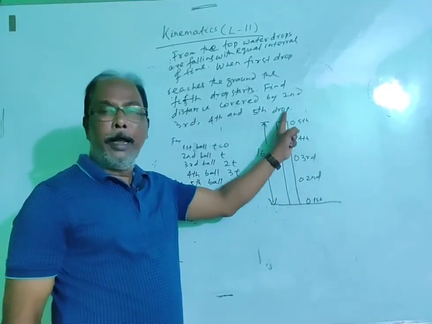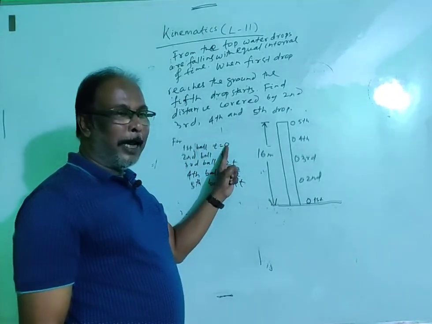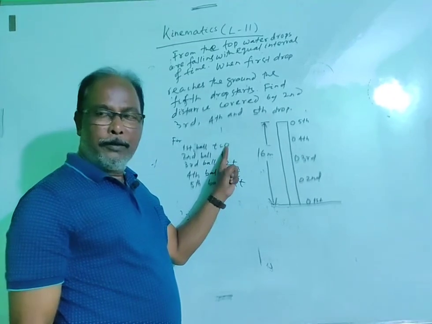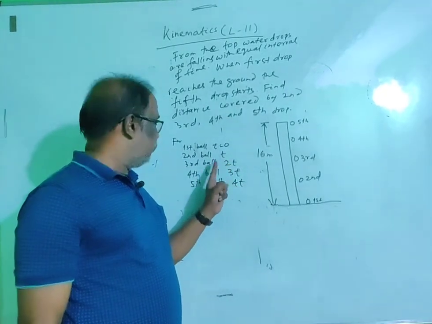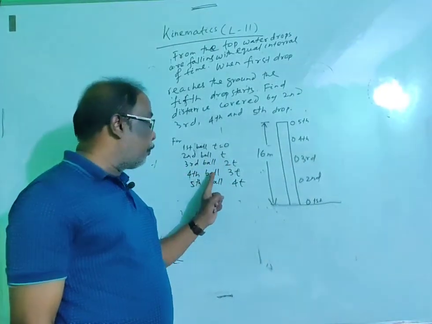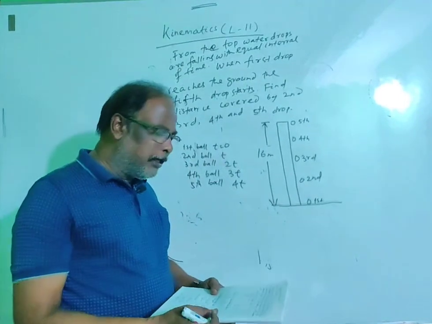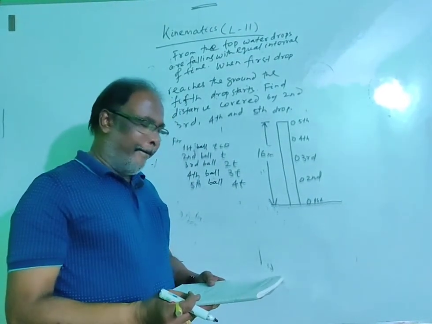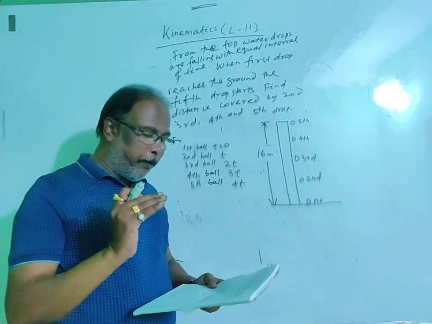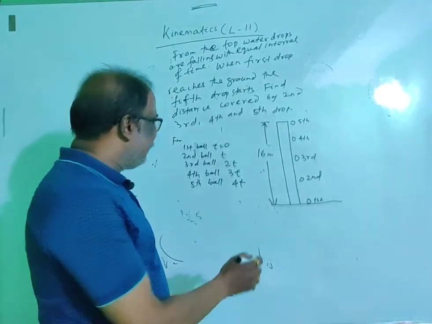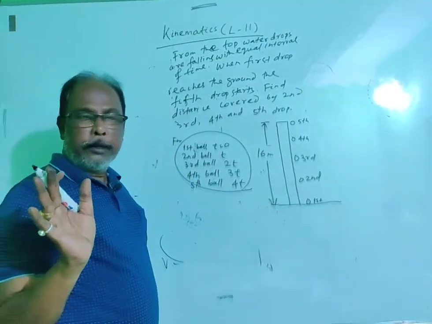Okay? In reverse way, I am taking the assumptions. First ball, time taken is 0. We have taken instantaneous time 0, then for second ball, time interval is t, for third ball, time interval is 2t, for fourth ball, time interval is 3t, for fifth ball, time interval is 4t. Then what is asked? Find distance covered by second, third, fourth and fifth ball. Okay. Then, if this is the succession, I ask you, try to answer.